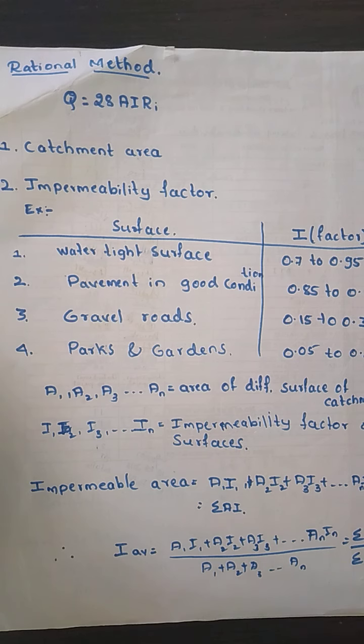That means if the ground is relatively impervious, it is not going to absorb water. Where will the water flow? The water will flow above the surface. So if the ground is relatively impervious, more runoff is going to take place. The percentage of runoff is what we call the impermeability coefficient, or runoff coefficient, or impermeability factor.